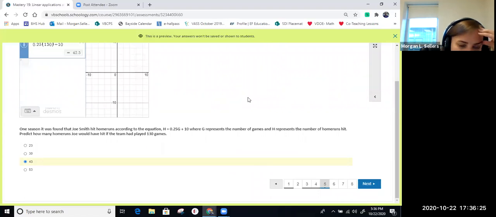So that's how you do that one. So even if you don't have y and x, even though I told you wrong before, you just have to make sure you match your variables. This one's pretty nice because G represents games. All right, so 6.